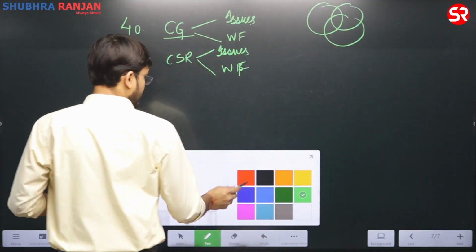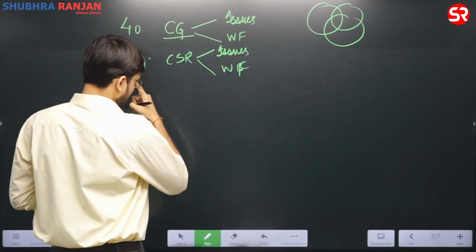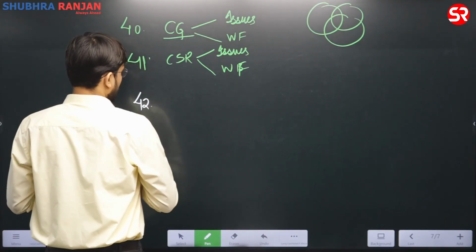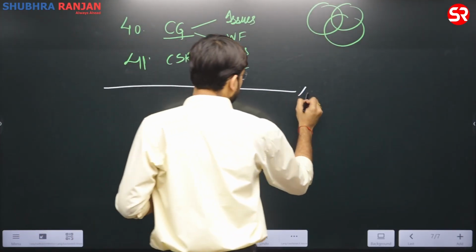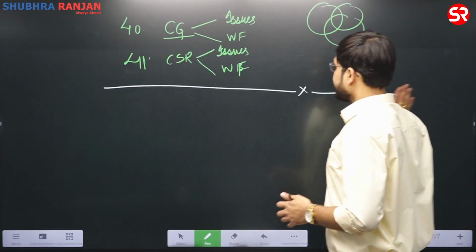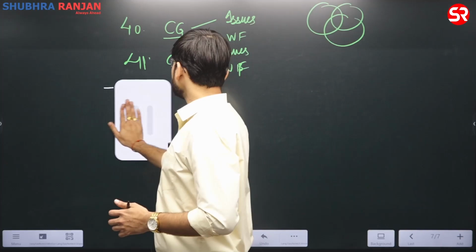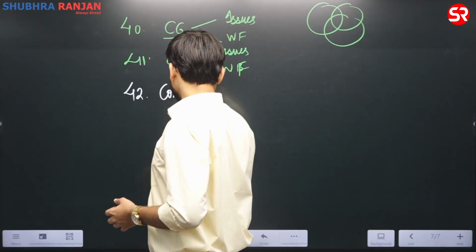The next theme, the 42nd theme, we have already seen all of these aspects from Unit 6, and beyond this there is no theme in Unit 6. Yes, one more theme remains, that is conflict of interest.